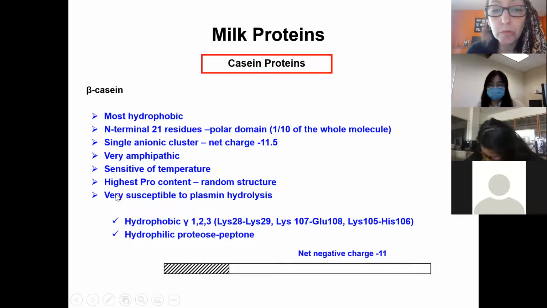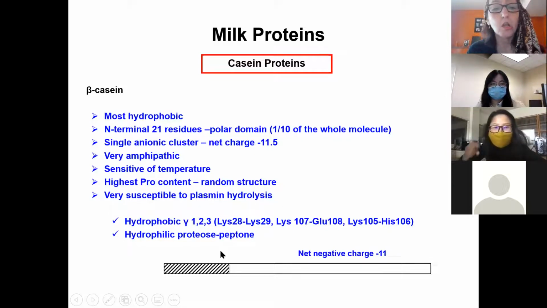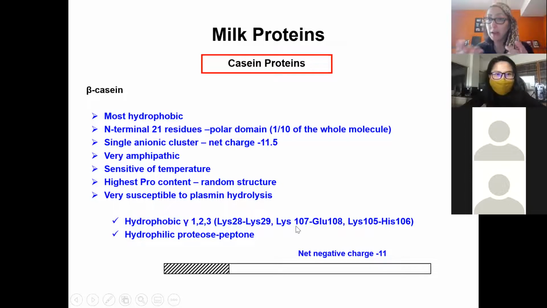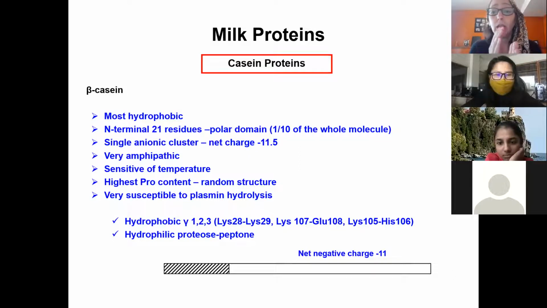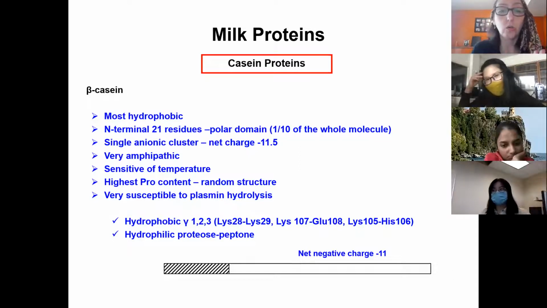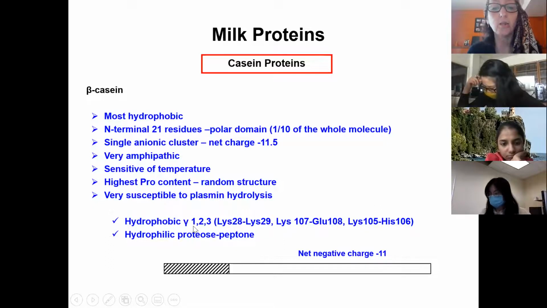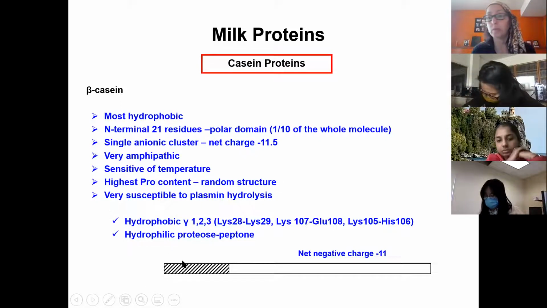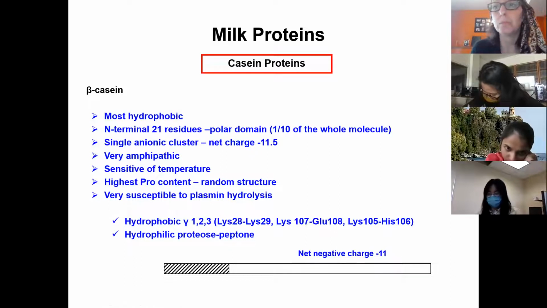And it is the casein, out of all caseins, that is most susceptible to plasmin hydrolysis. So there are certain specific regions. Plasmin has specificity similar to trypsin at lysine and histidine locations. So it breaks at 3 unique places on the protein. Hence, you have 3 gammas, and you have the hydrophilic proteose peptone that ends up in the whey region or whey component.